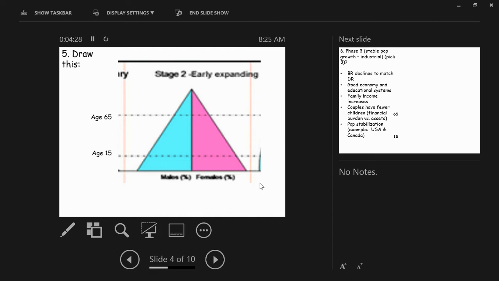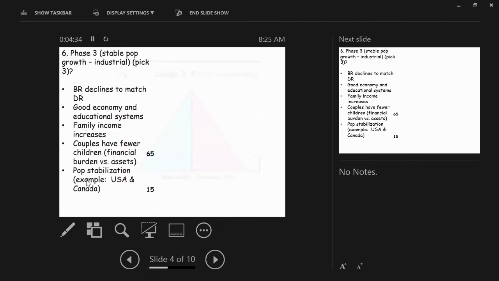Moving ahead in 5, 4, 3, 2, and 1. So phase 3, the population growth is going to get more stable. You're not going to have as many children. So birth rate declines. You have access to education.